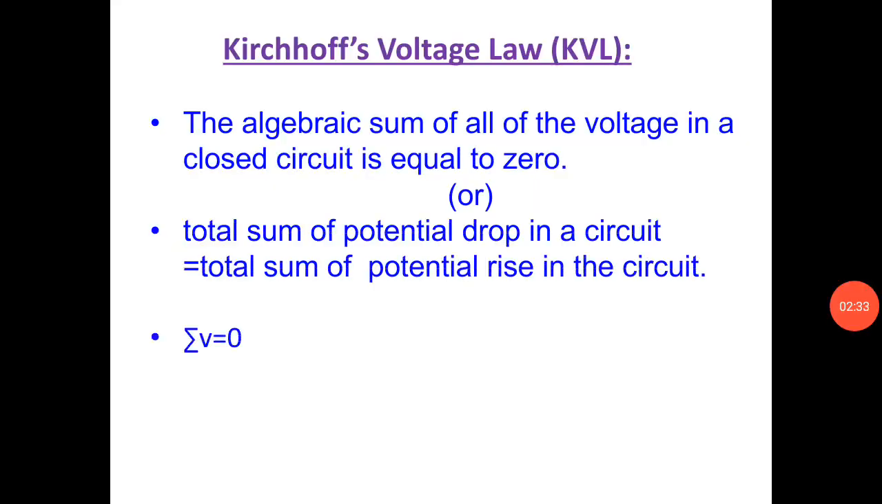Next, what is Kirchhoff voltage law? The algebraic sum of all the voltages in a closed circuit is 0. This is one statement. Another statement is the total sum of potential drop in the circuit is equal to total sum of potential rise in the circuit.